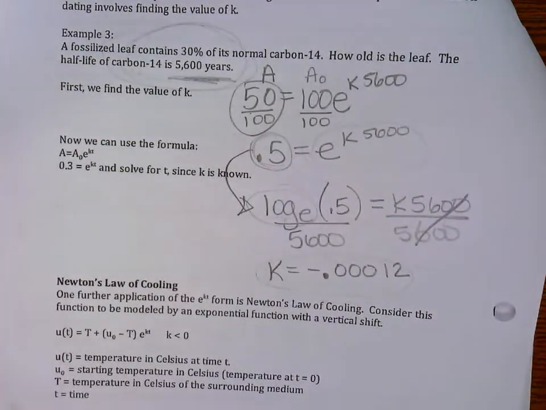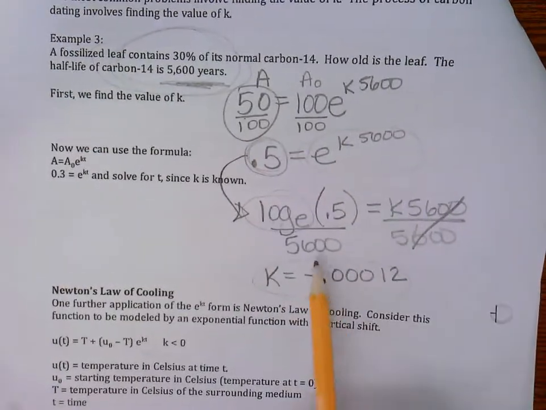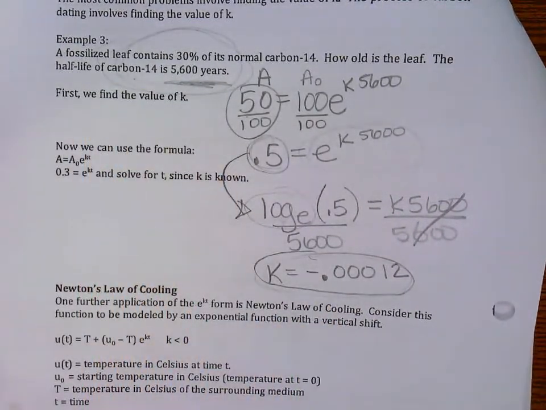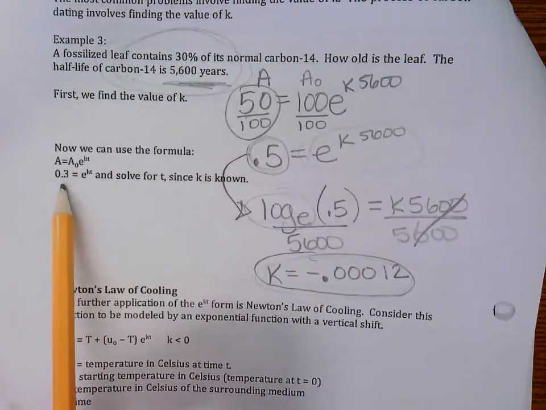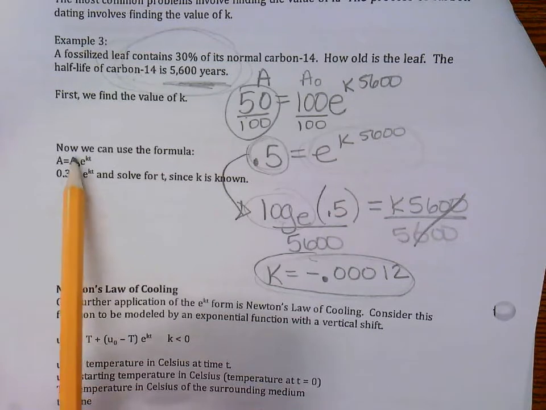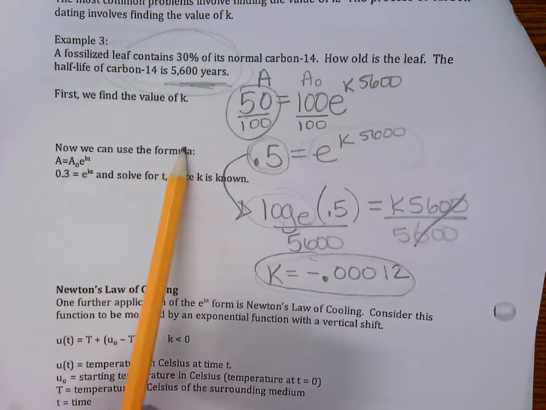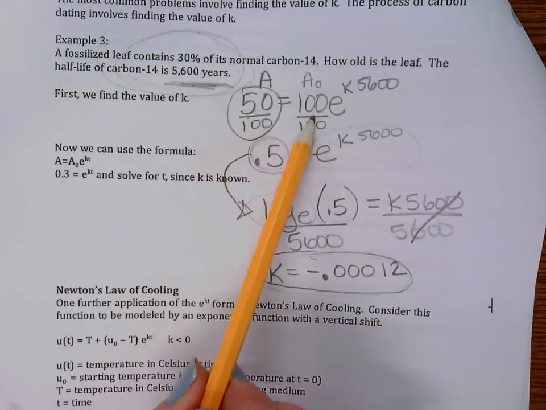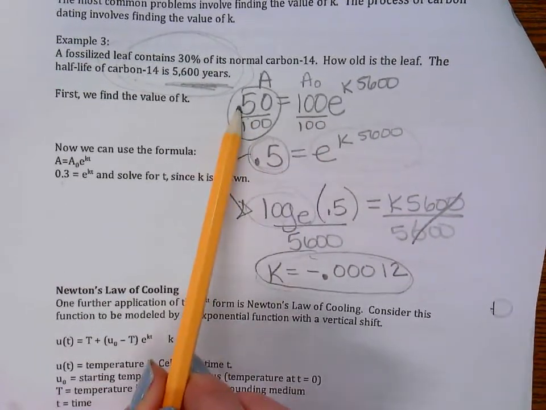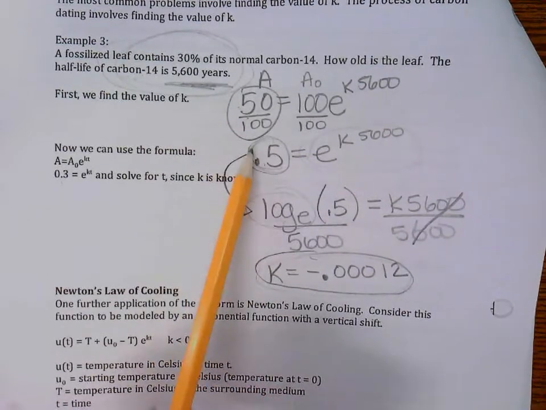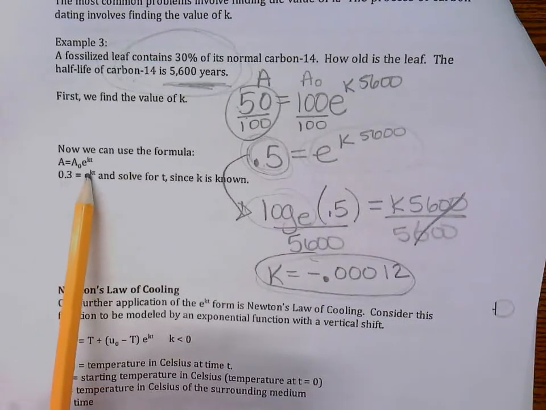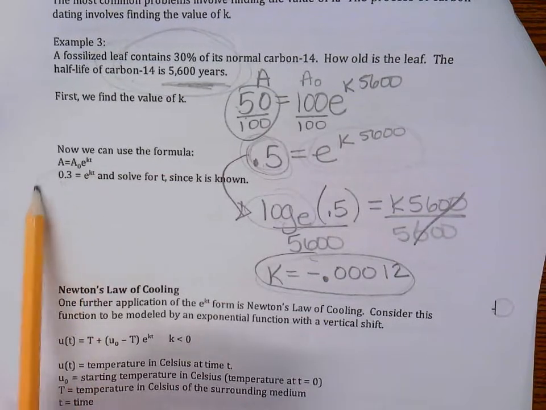All right, we didn't answer their question yet. We found K. So for this carbon, I can take any leaf and now calculate how old it is. So I found a leaf. It has 30% of its original value. You can see that they wrote, now we use this formula. Instead of starting with 100 and ending with 50, they're pretending they started with 100 and ended with 30%. So their ratio on this side is 0.3 now, equals E to the KT. So they just skipped that step.